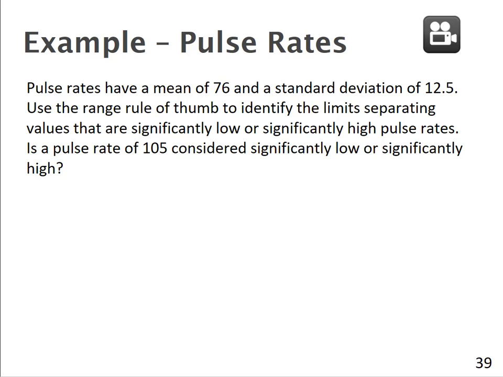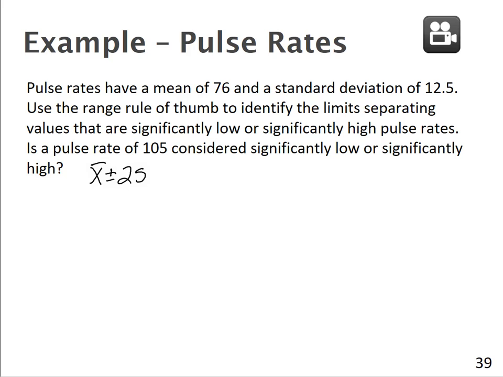If we have a sample, remember the range rule of thumb says that my significantly low and significantly high boundaries can be found by taking the mean, x bar, for a sample, and then you add and subtract 2 times the standard deviation, or 2 standard deviations. And since this is a sample, I'm going to denote that as s. So I have written this as x bar plus or minus 2s.